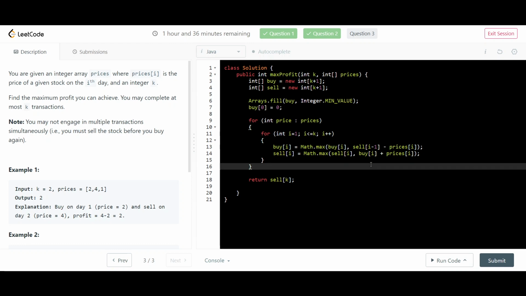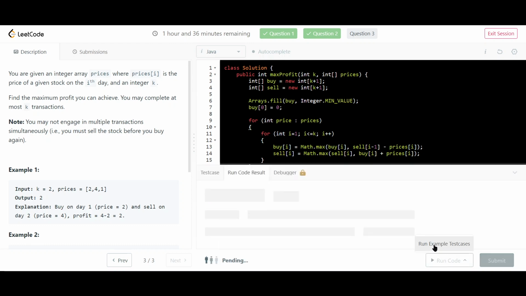Exactly. So for the first day, for example, if we go from I equals 1 to k, my buy of I would become minus whatever the price is, and my sell would become 0. And if I do it again, it will again be the same. All the buys and sells would be exactly the same. On the second day, it might change, the third day, it might change. Makes sense. So let's test it on an example.